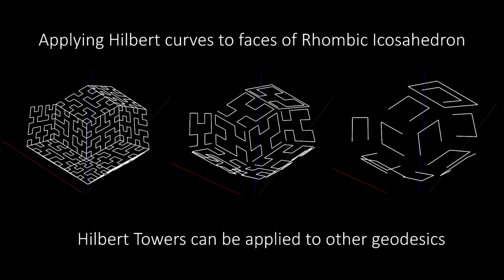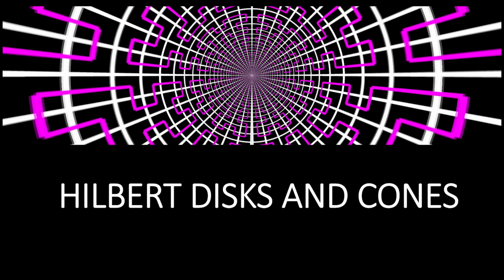Hilbert radiation can be applied to more spherical shapes than just the cube. This is a diagram of a Hilbert curve being applied to a rhombic icosahedron. The Hilbert curve can be applied to any shape that has rhombic faces, Hilbert disks and cones.